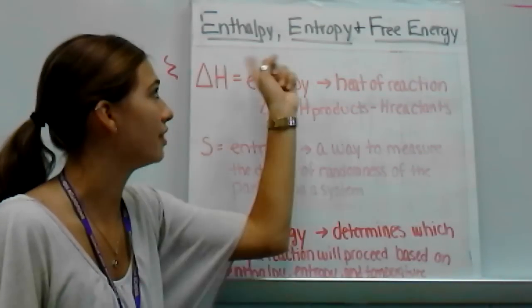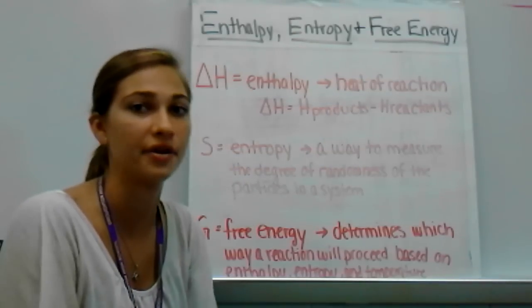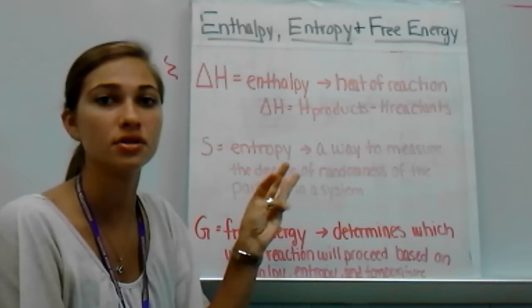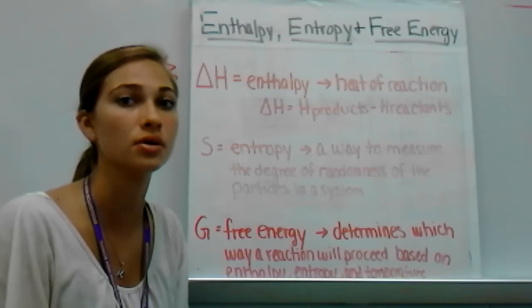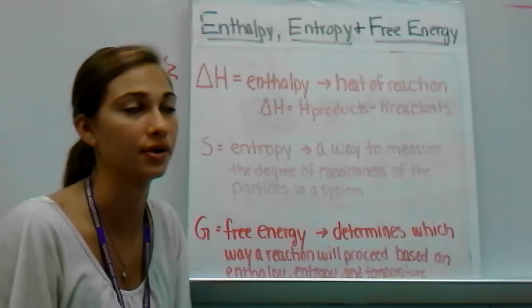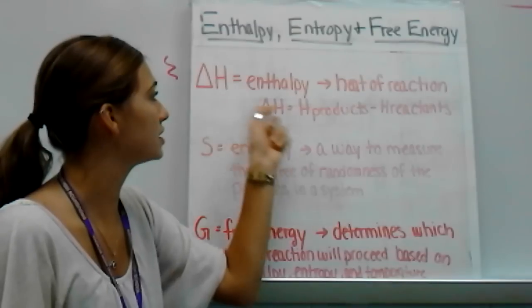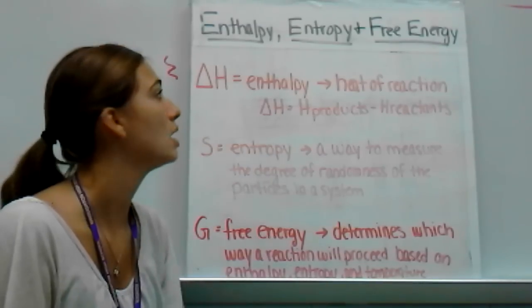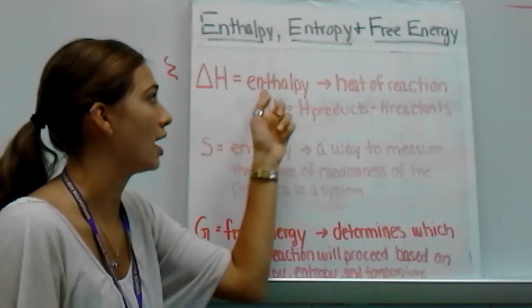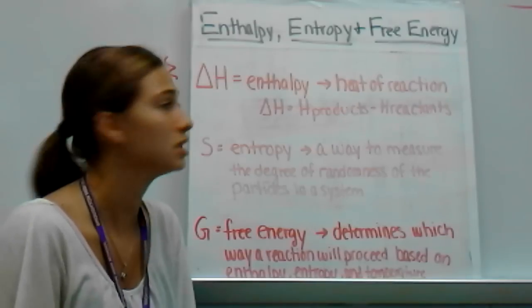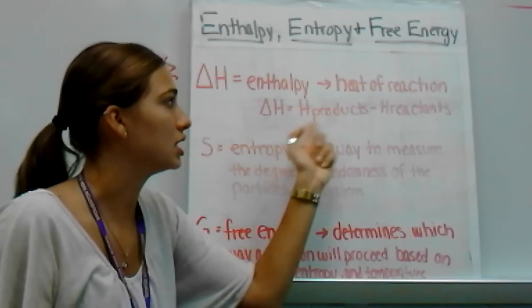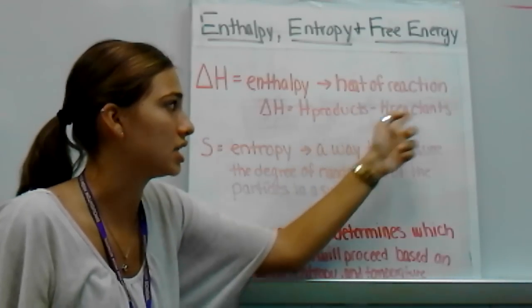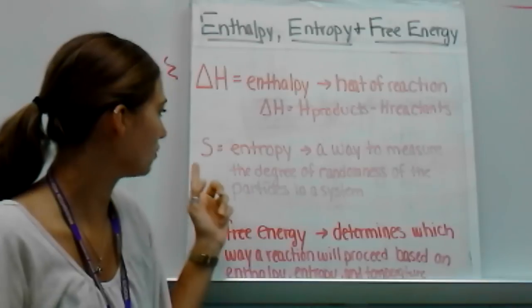So today we're going to talk about enthalpy, entropy, and free energy. These are all different terms, and they all have different letters that represent them. Make sure you are able to distinguish between all three of them. The first one is enthalpy, which we've already spoken about, and that is delta H. Enthalpy is the heat of your reaction. So delta H is equal to the heat of the products minus the heat of the reactants.